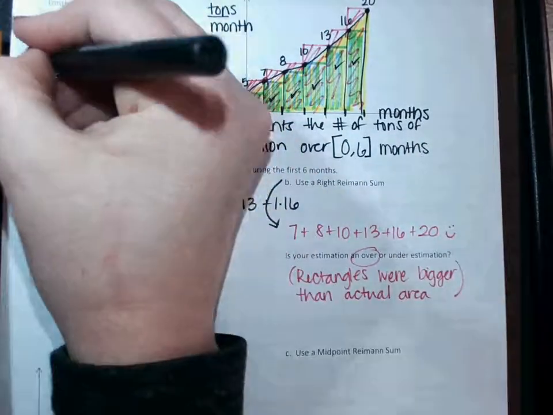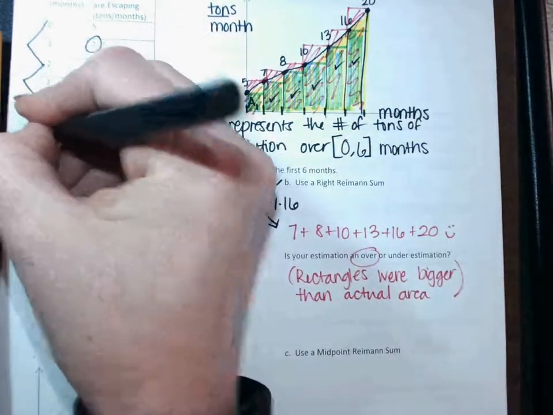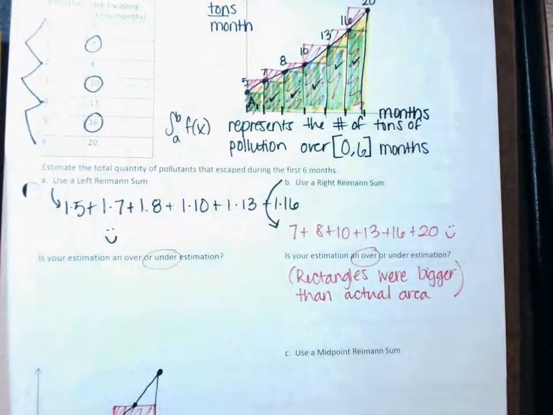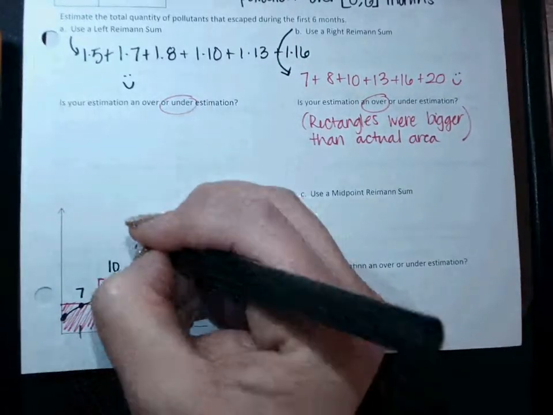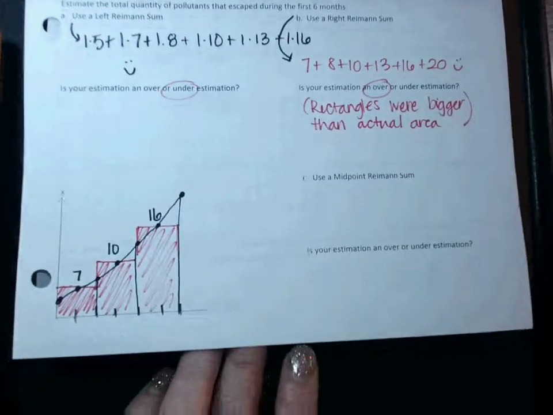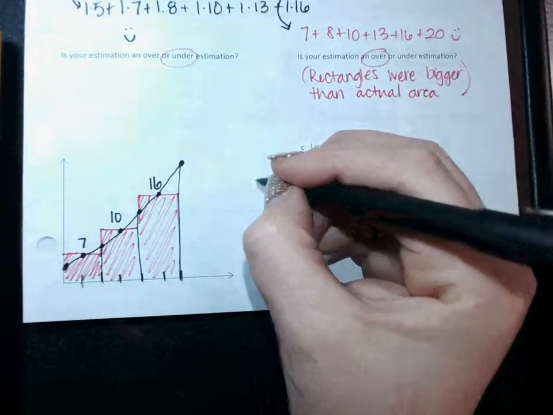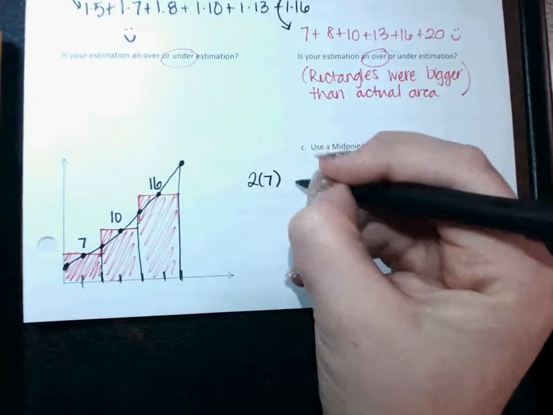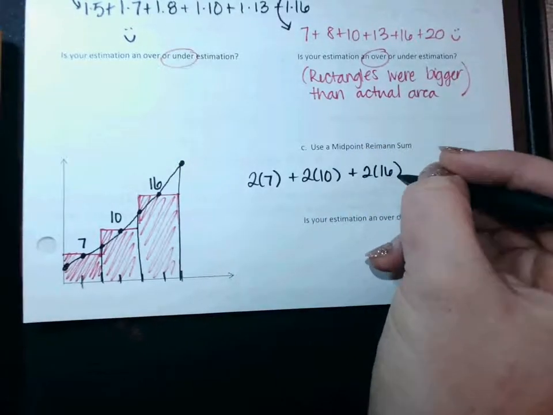What about from 2 to 4? What's in the middle? 10. And then from 4 to 6, what's in the middle? 16. So these heights are 7, 10, and 16. Now question, is my width of each rectangle still 1? No. How wide are they now? 2. So your area here would be 2 times 7 plus 2 times 10 plus 2 times 16.